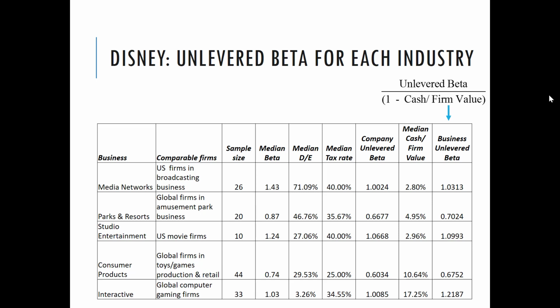So the idea is that if you have a lot of cash, your observable beta will be lower than it actually should be. So for example, if we look at the interactive industry where the, I guess, median cash to firm value is 17%, so they hold a lot of cash, just because their unlevered beta is 1.0, more or less, because they hold a lot of cash, this has actually been biased downwards. So we can essentially do a last step, which is the business unlevered beta, which is basically just adjusting for cash.